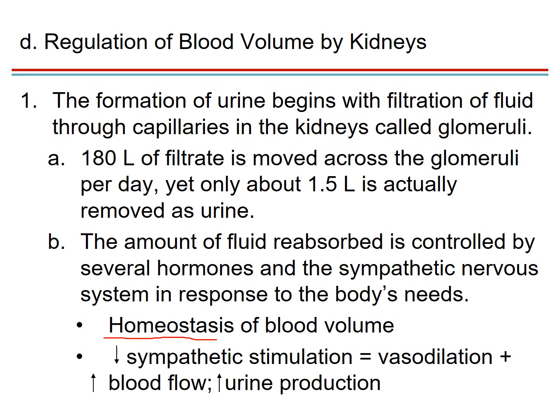For example, when we have a decrease in sympathetic stimulation, this causes vasodilation, so it increases blood flow and then increases urine production. We have different stretch receptors in the atria that respond to changes in blood volume, and that's going to regulate the sympathetic activity. And this is all controlled because of homeostasis in a predominantly negative feedback loop.